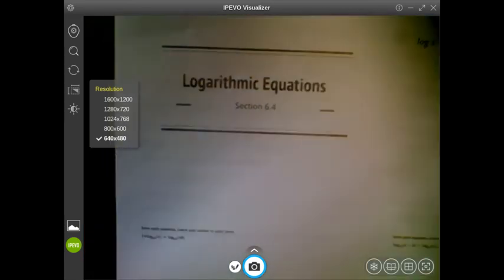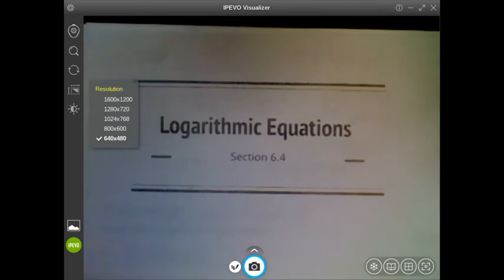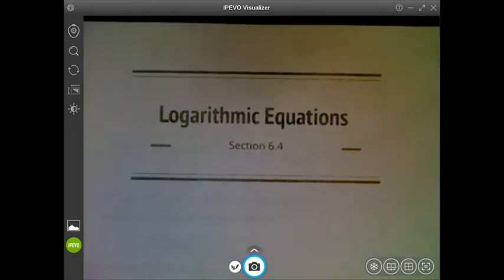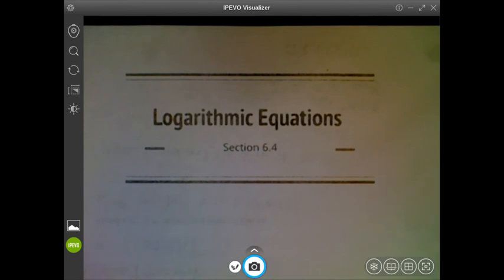All right, so this is section 6.4, and it is all about logarithmic equations. The last section was all about solving exponential equations. This is going to be solving equations that have logs in them.